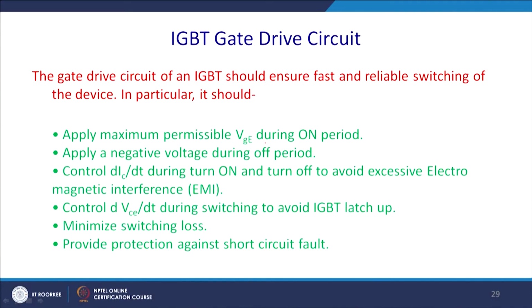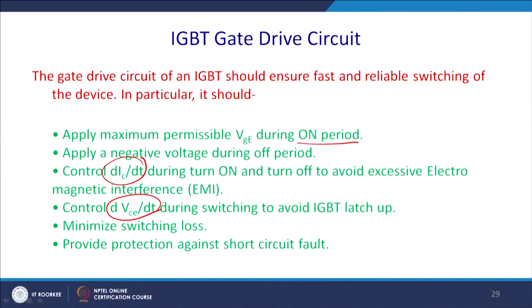Now, let us come to the IGBT. The IGBT has very important features, but it requires a bipolar power supply. That is one of the differences from the MOSFETs. The requirements are: apply the maximum permissible VG during the turn-on period, apply a negative voltage during the turn-off period, control di/dt during turn-on and turn-off to limit excessive electromagnetic interference, control dv/dt during switching off, avoid latch-up, minimize the switching losses, and provide protection against short circuit and fault.